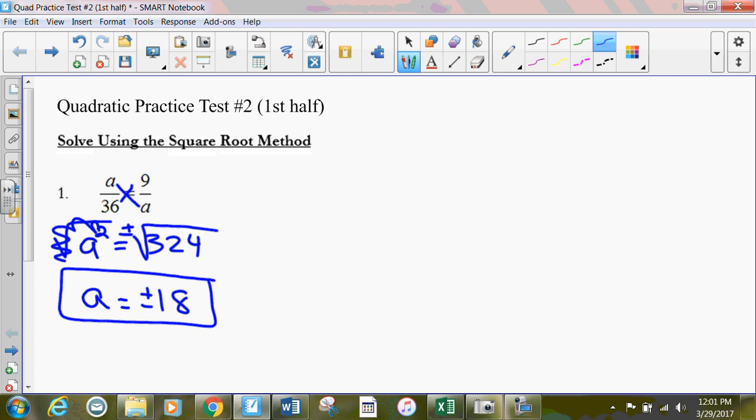That plus or minus is really important. That means that we have two answers. Either 18 will work to make this equation true, or negative 18 will work to make the equation true.